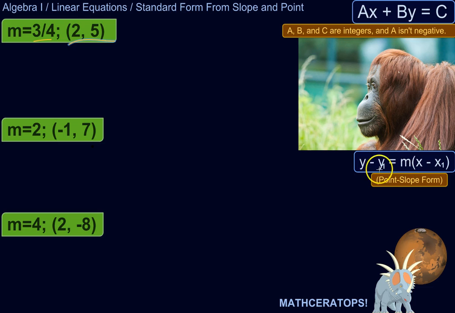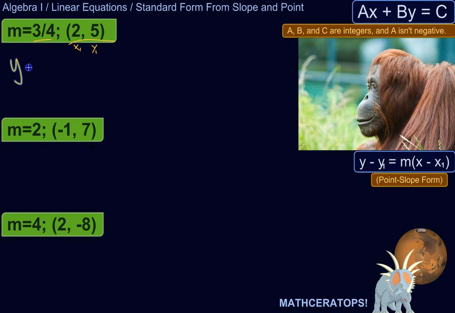And all this says is y minus the y coordinate of the point equals the slope times x minus the x coordinate of the point. So this is x, this is y. In this equation, we call this x1, y1 to indicate that we're talking about a particular point on the line, not just x and y in general. Okay, so let's write the point slope form.